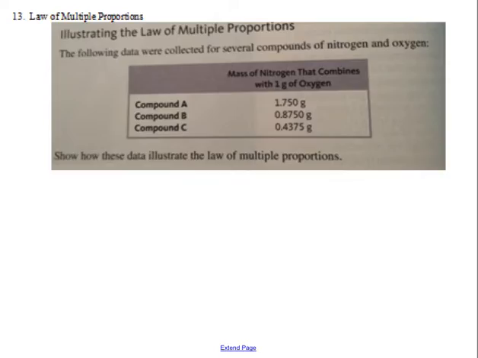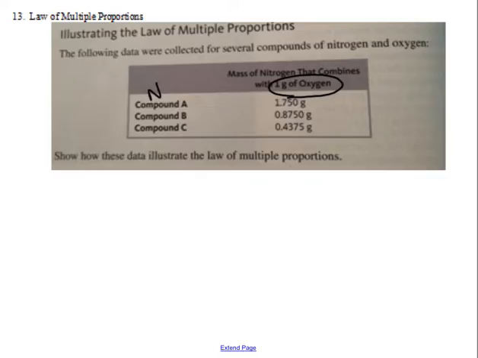Like, we do empirical formulas, kind of a similar idea, but instead of doing moles here, they're doing it from a mass perspective. So for this problem, we're going to illustrate that we have small whole number ratios when nitrogen reacts with just 1 gram of oxygen. These numbers represent grams of nitrogen. So think back to empirical formulas. We had moles of all these different elements, and you're supposed to figure out the smallest whole number ratio.